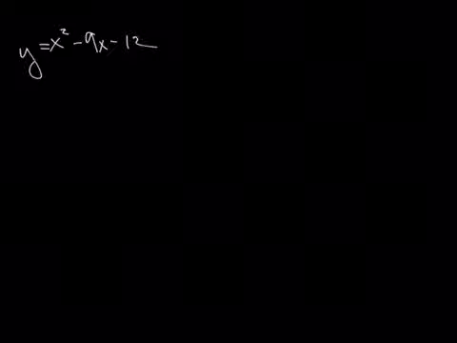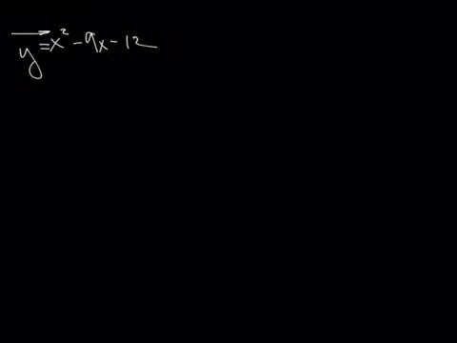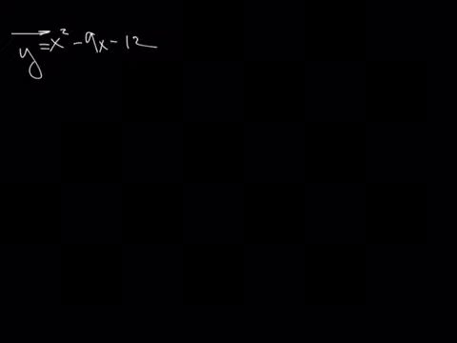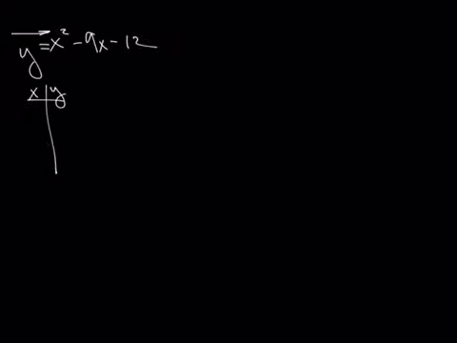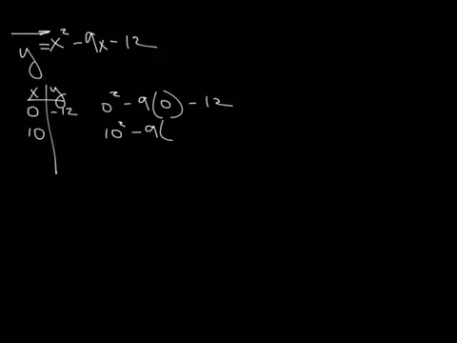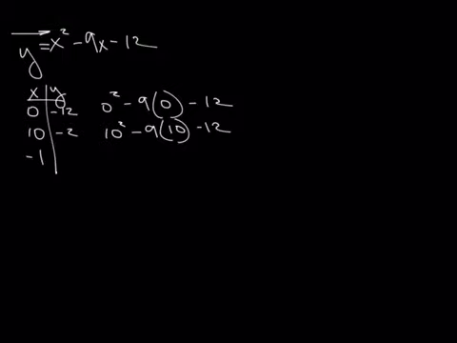Okay, so because it's a quadratic, it is not going to give me a straight line. All right, so what we're going to do is make a table of values. And let's just put 0 in for x. So we have 0 squared minus 9 times 0 minus 12. So my y value is negative 12. Let's put 10 in. That gives me 10 squared minus 9 times 10 minus 12. And that gives me, when I put 10 in, negative 2. Okay, and then we tried 0, let's put negative 1 in. So that gives me negative 1 squared minus 9 times negative 1 minus 12, which gives me a negative 2.